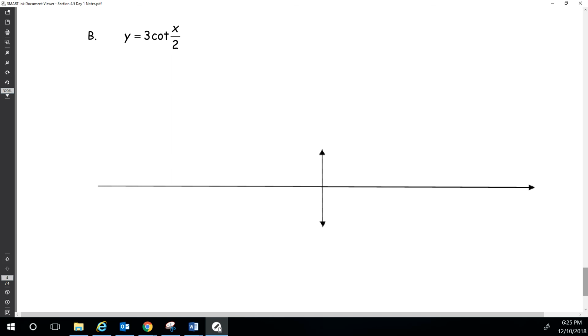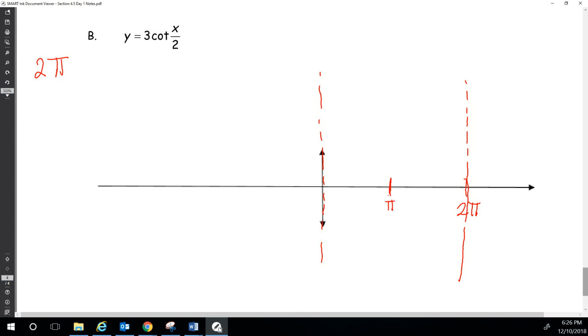For B, typical period would be pi, but this one says to divide by 2, we'll do the opposite. We're going to multiply our period by 2, so we get 2 pi. So we have a vertical asymptote at 0. We're going to go out to the end of our period, which will be 2 pi. There's our other vertical asymptote. Halfway in between is pi.